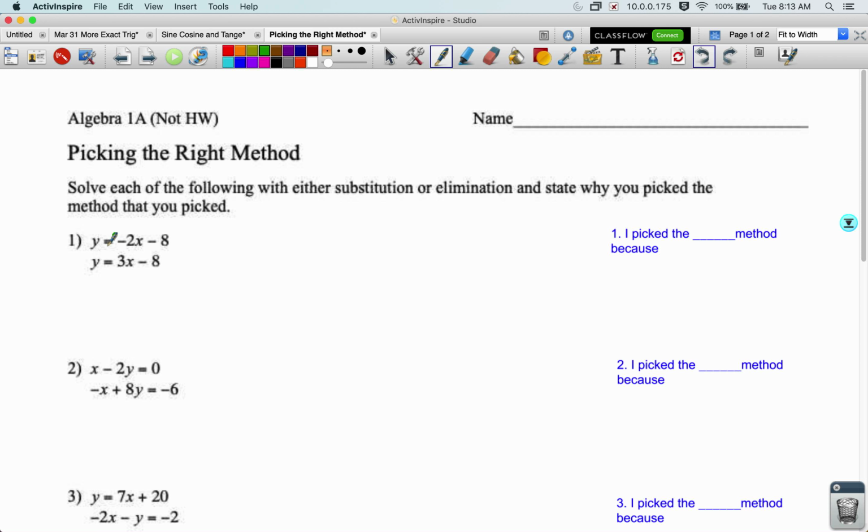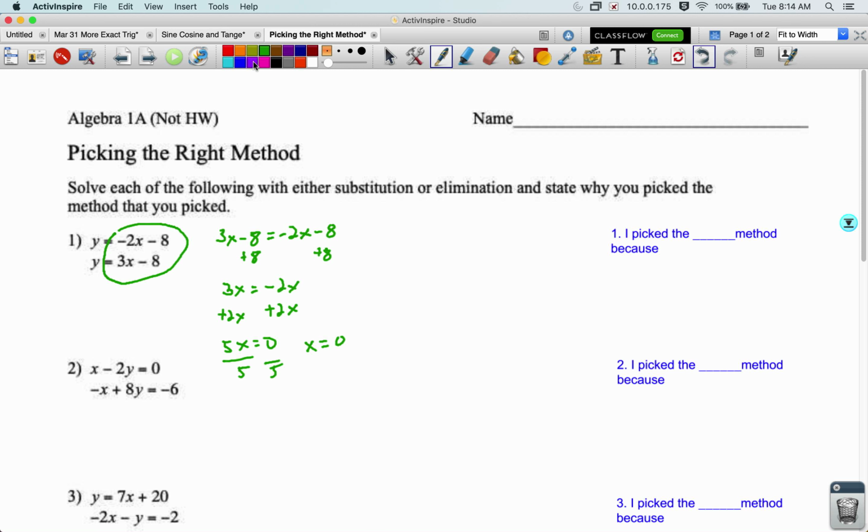because what we do is we just set the right-hand sides equal to each other. We're effectively substituting the y in the first equation with the 3x minus 8 from the second equation. And it looks like this: 3x minus 8 equals negative 2x minus 8. And now we can just solve for x. We'll add 8 to both sides. 3x equals negative 2x. We'll add 2x to both sides. 5x equals 0. Divide both sides by 5. And we'll get x equals 0.